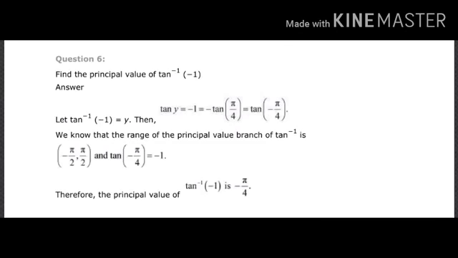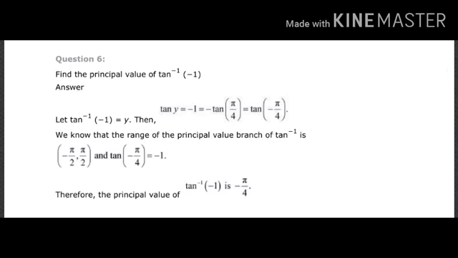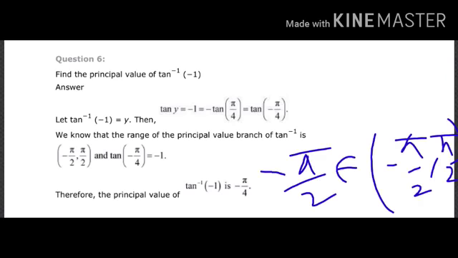Now question number 6, find the principal value of tan inverse minus 1. Let tan inverse be y, which will be equal to minus 1, and minus tan pi by 4 is equal to tan minus pi by 4 by using the formula. We know the range of principal value branch of tan inverse is minus pi by 2 to pi by 2 open bracket, so tan minus pi by 4 will be equal to minus 1. Therefore tan inverse minus 1 is minus pi by 4.